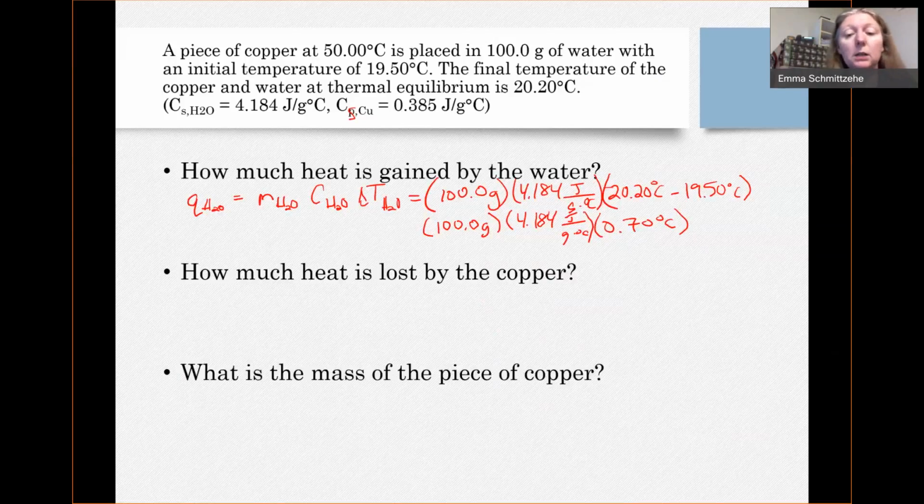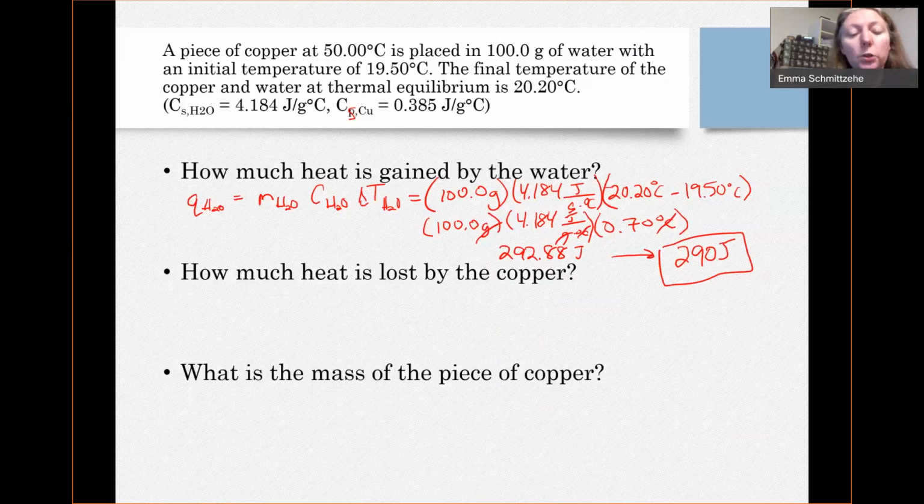That gives me 292.88 joules, because the grams cancel and the degrees C cancel. But that should be rounded to 2 sig figs because the change in temperature is only 2 sig figs. So really the answer is 290 joules. That's the heat that is gained by the water.